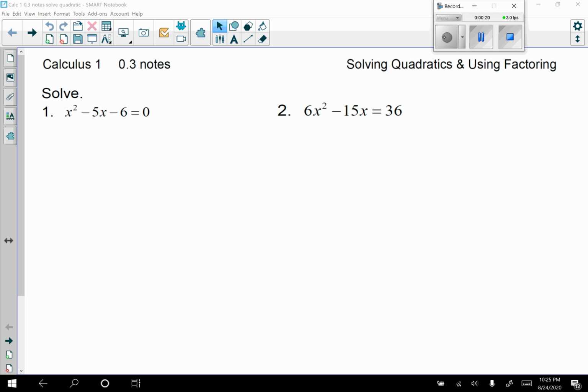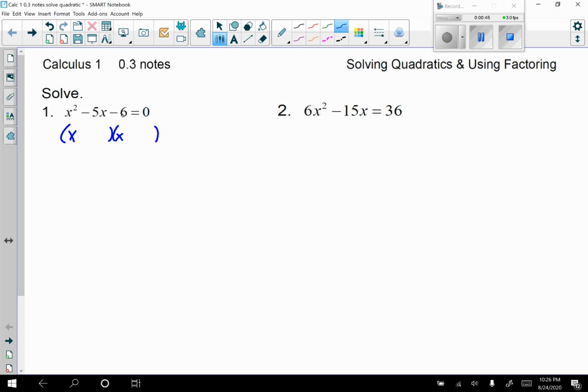Should be some quick ones here. Been doing this for years now. All right, solve x squared minus 5x minus 6. We remember factoring, so x squared minus 5x and minus 6. Careful with that 5 and 6 on there. We've got x's all over the place. X times x is x squared. We've got minus 5 and minus 6.